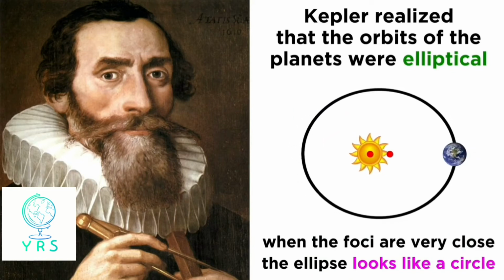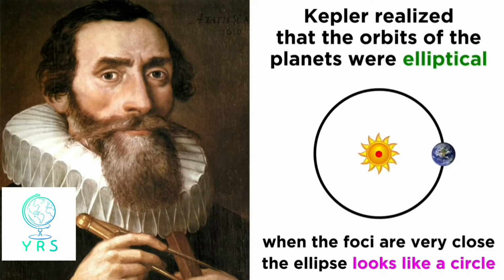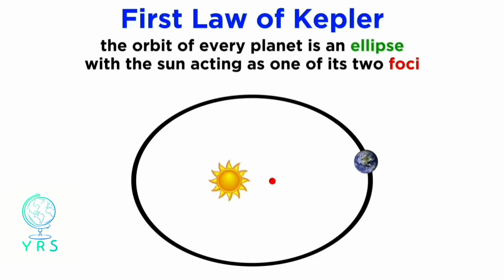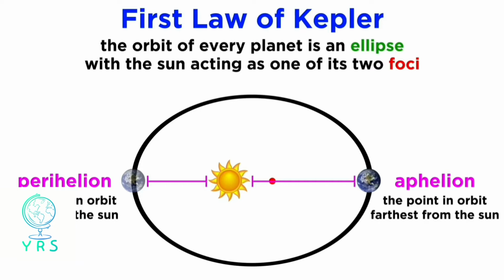Also he states that if the foci are very close or overlapped, then this elliptical orbit looks similar to a circle. After justifying this elliptical orbit, he gave the first law of Kepler: the orbit of every planet is an ellipse with the Sun acting as one of its foci. When the planet is closer to the Sun it is in perihelion, and when it is further away from the Sun it is in aphelion.